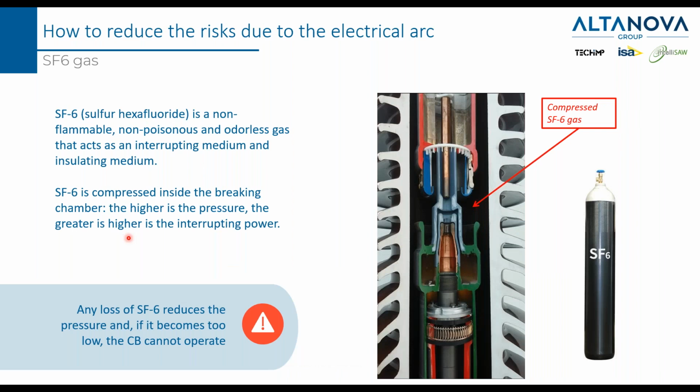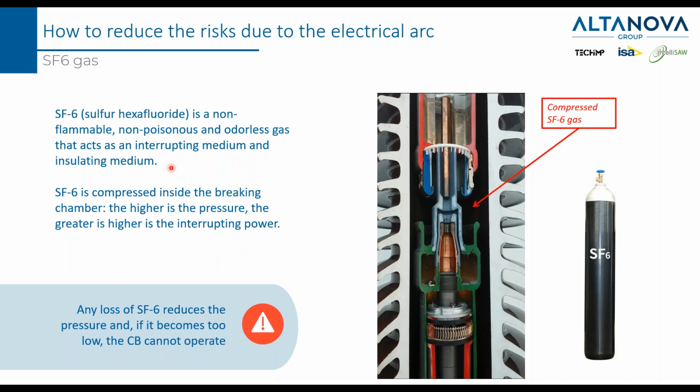Another way to reduce the impact of the electrical arc inside the chamber is to place into the chamber a compressed gas, not any gas, but a particular one. It's called SF6. That is a non-flammable, non-poisonous, and odorless gas that acts as an interrupting medium and also an insulating medium.